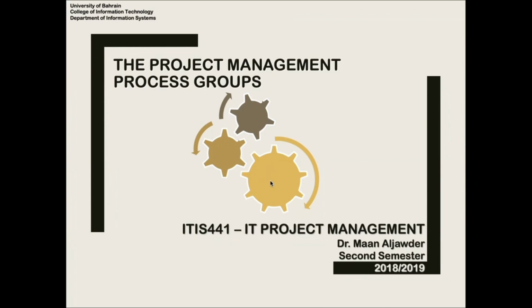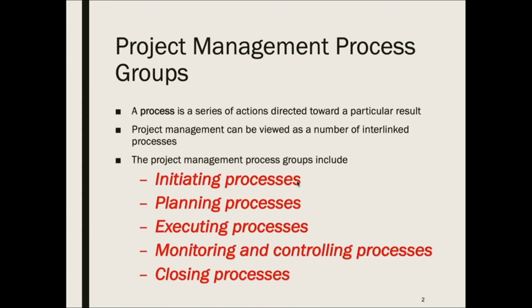Okay, so this is the chapter. It's about the project management process groups. Now, when we say process, it is clear to you. You definitely heard about processes all the way when we started your program here. In most of our courses, we use this term. So process is anything that has steps, actions that you are doing in order to accomplish something. So it's a series of actions directed toward a particular result.